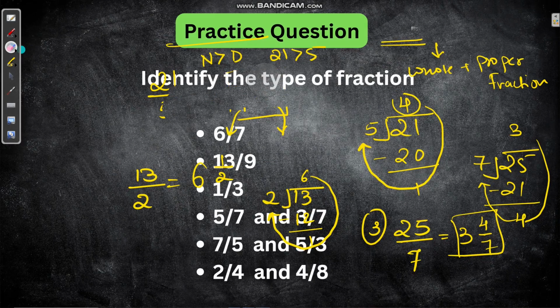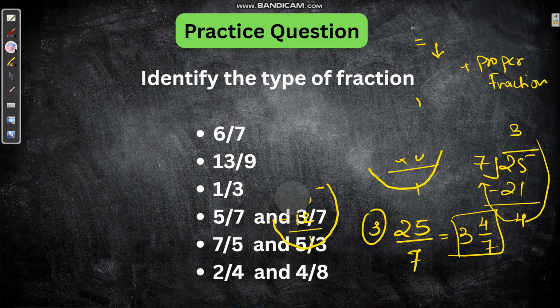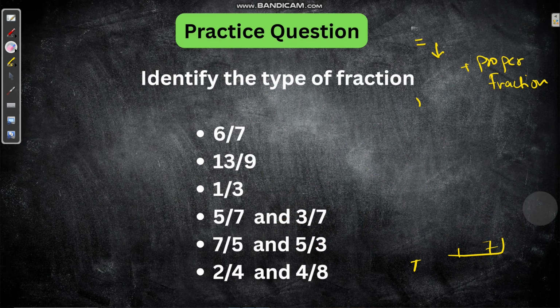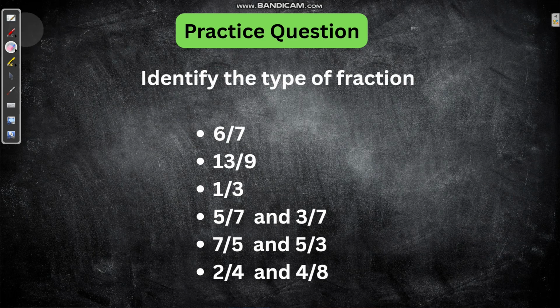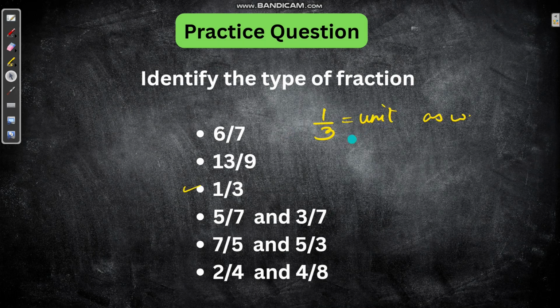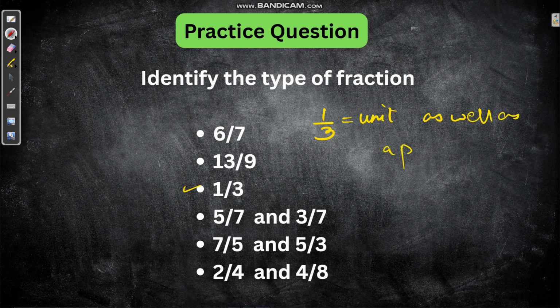So here are a few questions. You need to identify the type of fractions, whether it's unit fraction, like fraction, unlike fraction, or equivalent fraction. Now let me clarify a few things, that one fraction can be more than one type. 1 by 3 is a unit fraction as well as it is a proper fraction.